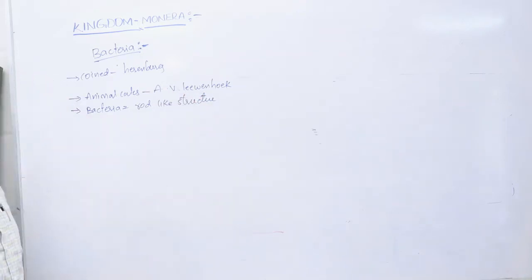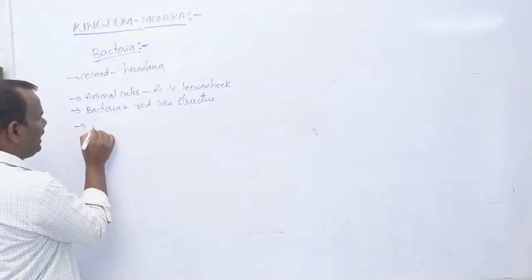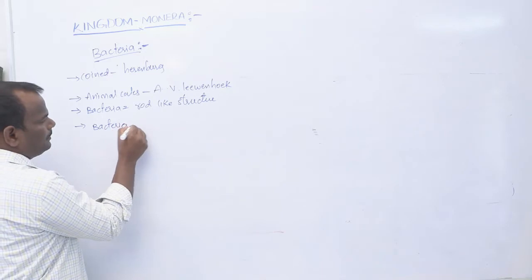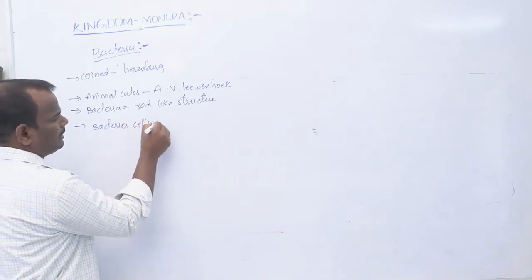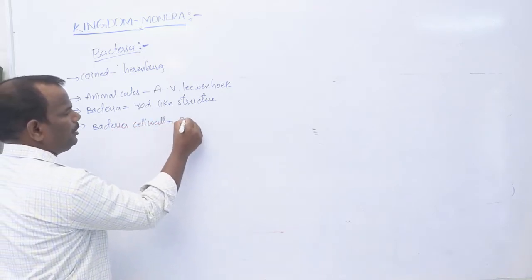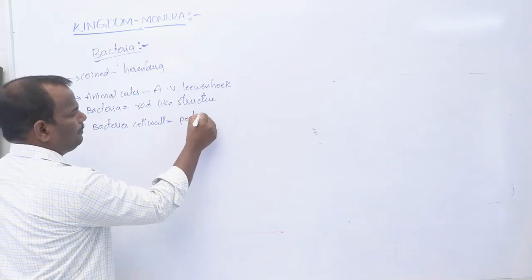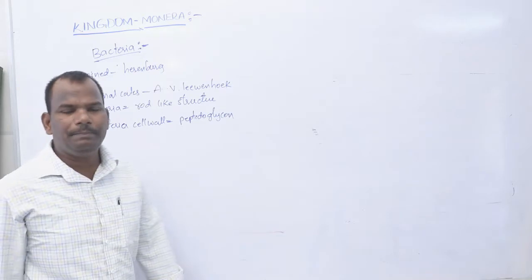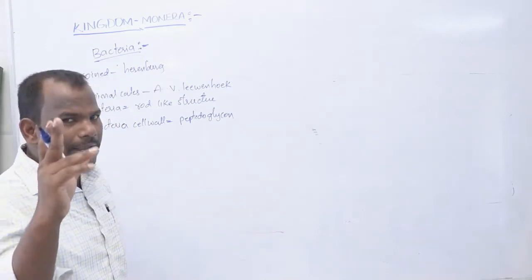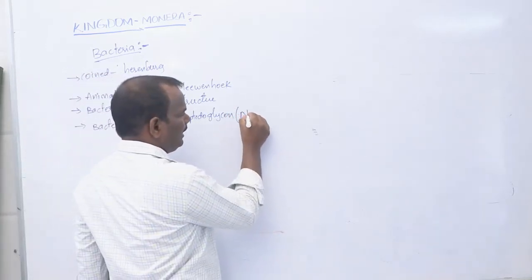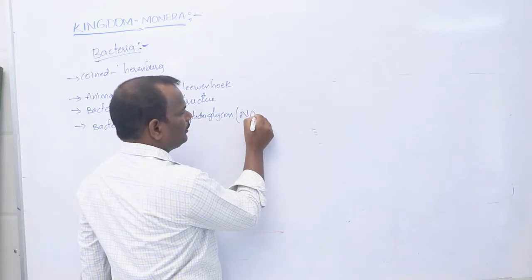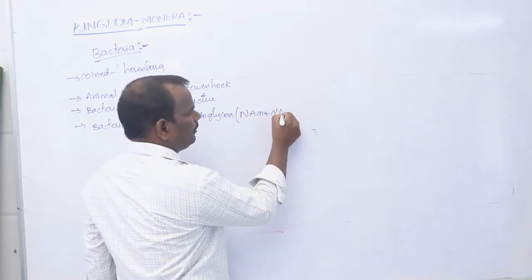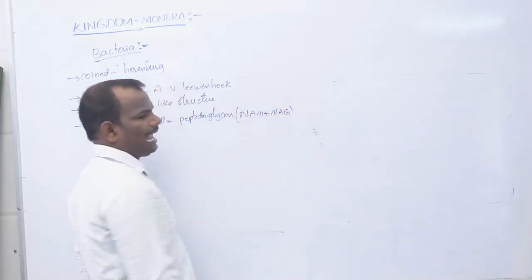The bacteria cell wall is made by peptidoglycan. The peptidoglycan is majorly two components: N-acetyl glucosamine plus N-acetyl muramic acid.